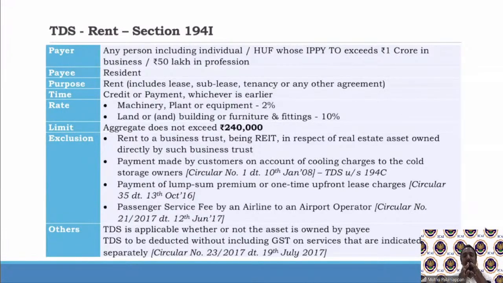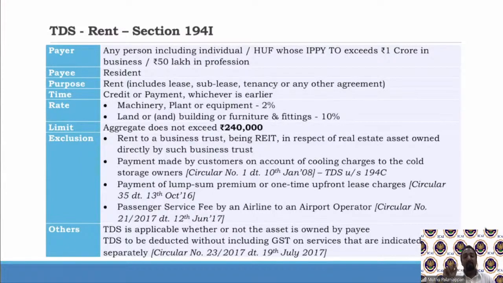So it is an agreement to use a particular asset, the right to use of an asset, for which you are paying rental charges. Now, what kind of asset is covered? Basically plant, machinery, equipment, land, building, furniture, and fittings. I'll just come back to that a little later.